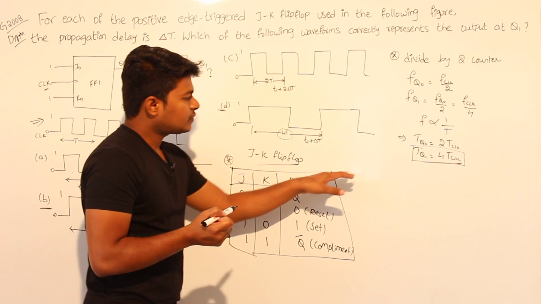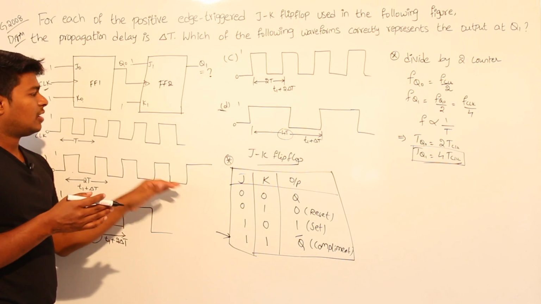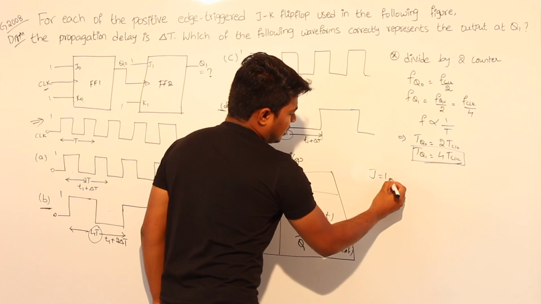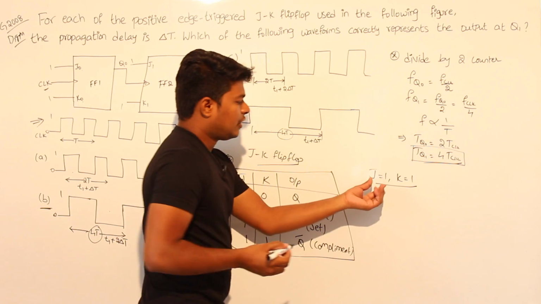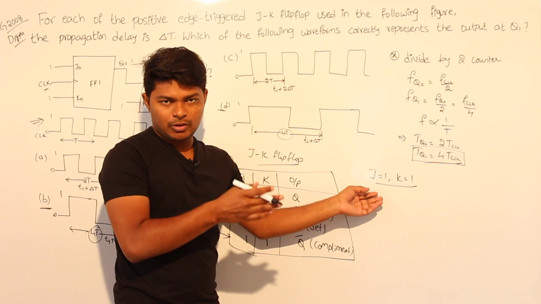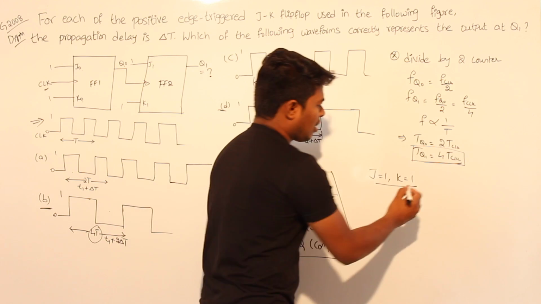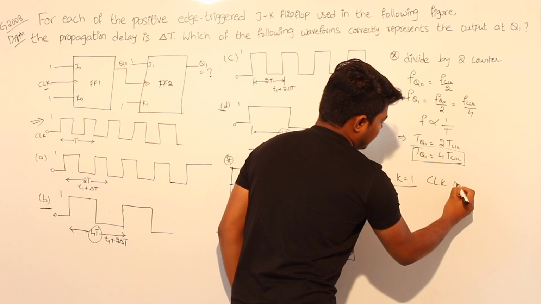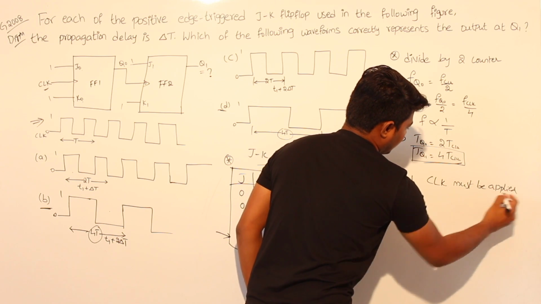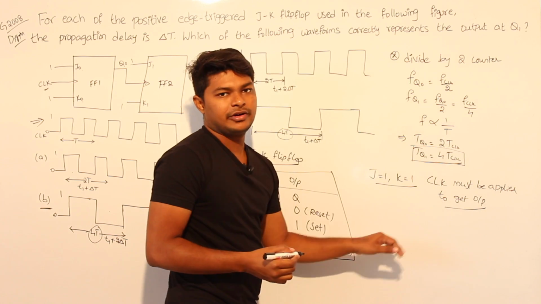Now we will see how much delay is happening when we apply the clock pulse. Even though you apply J equal to 1, K equal to 1, if you do not apply any clock pulse, there will be no output. So you should apply the clock pulse with J equal to 1, K equal to 1 to get some propagation. The clock pulse must be applied to get output. This is one of the important points you should remember.